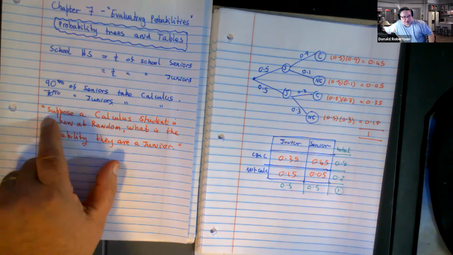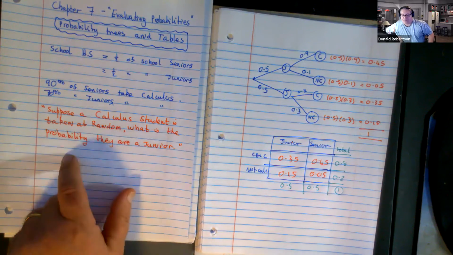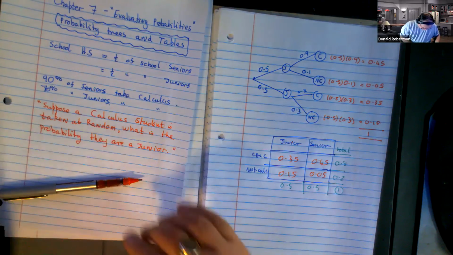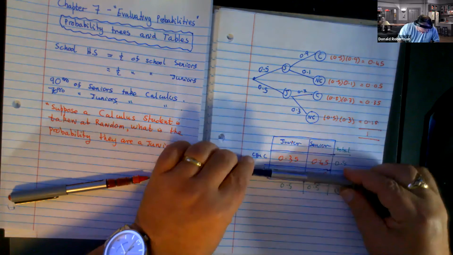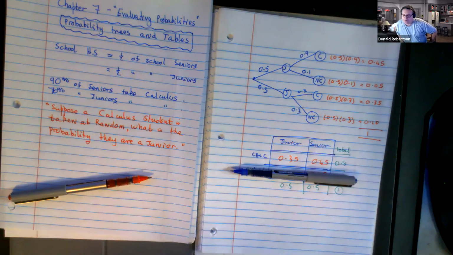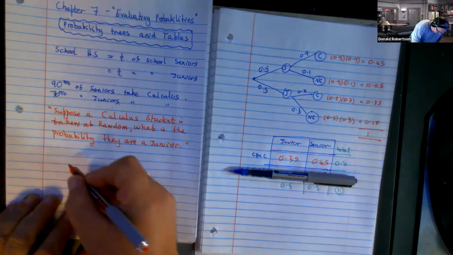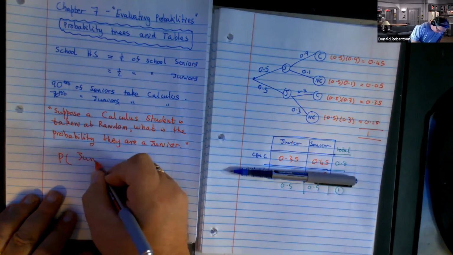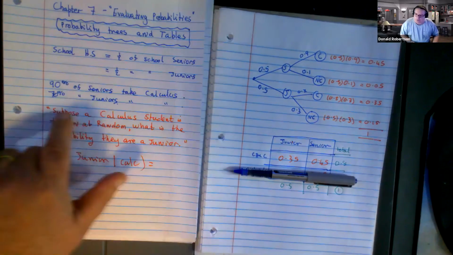It says, suppose a calculus student is taken at random. What is the probability that they're a junior? Now, since you know that it's a calculus student, we call that a conditional probability. So doesn't the world only belong to that row? So if I'm writing it down, it would be something like this. What's the probability that they're a junior, given that they take calculus, right? That's how you would write that sentence down more mathematically.